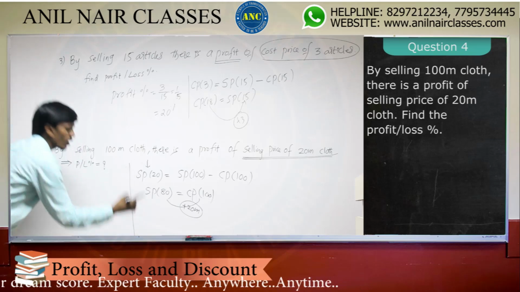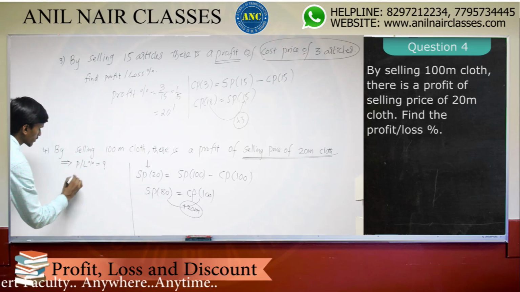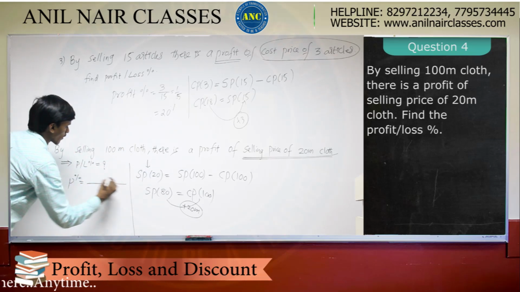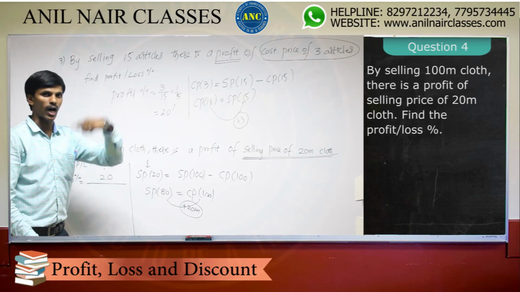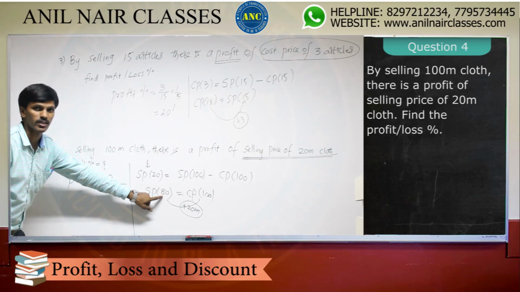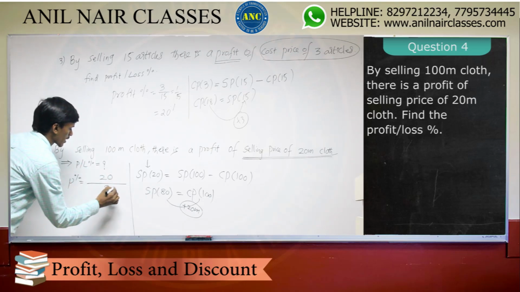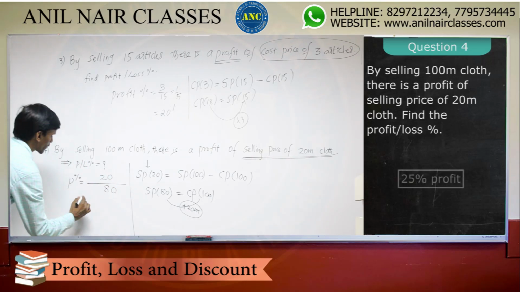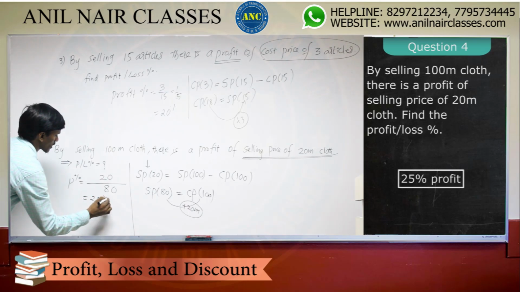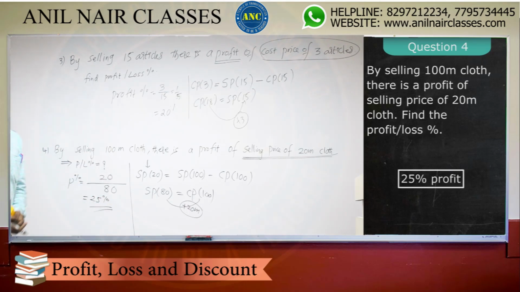Now what will be the profit percentage? What is my profit? 20 meters is my profit, and that should always be compared with the outgoing quantity. What is the outgoing quantity here? 80 meters. Compare with the 80. It will be 1/4. 1/4 is nothing but 25%. So profit percentage is 25 in this transaction.